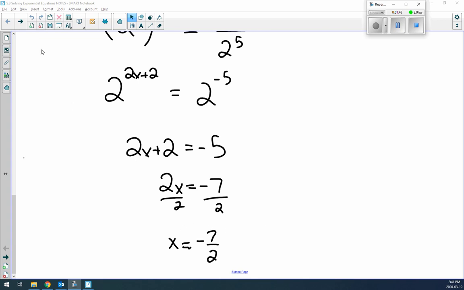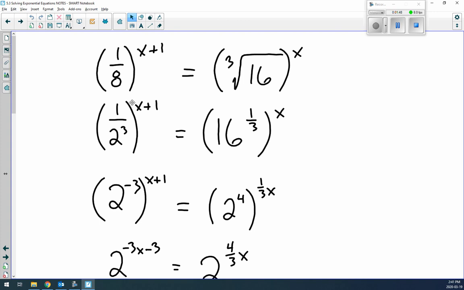Okay, flip the page, and let's go and look at the next one here. So what we got here is we've got 1/8 to the x plus 1, and we have cube root of 16 to the x. Oh, okay. So you got to look at this. We've got 8 and 16, so probably our number we're working with is a 2, our common base.